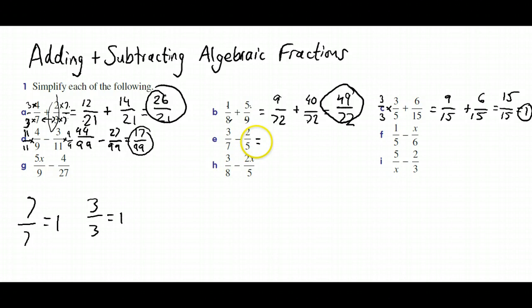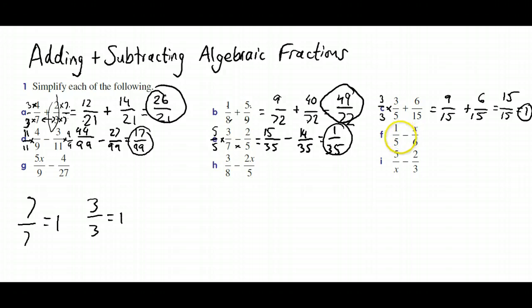Okay, for the next one, 7 and 5, the lowest common multiple is going to be 35, and 35 for the other one as well. In order to get 7 to become 35, we had to multiply it by 5. So this is going to be 5 over 5, which gives us 15. And in order to get this 5 to become 35, we had to multiply it by 7. So top and bottom multiplied by 7 gives us 14. 15 minus 14 equals 1 over 35.